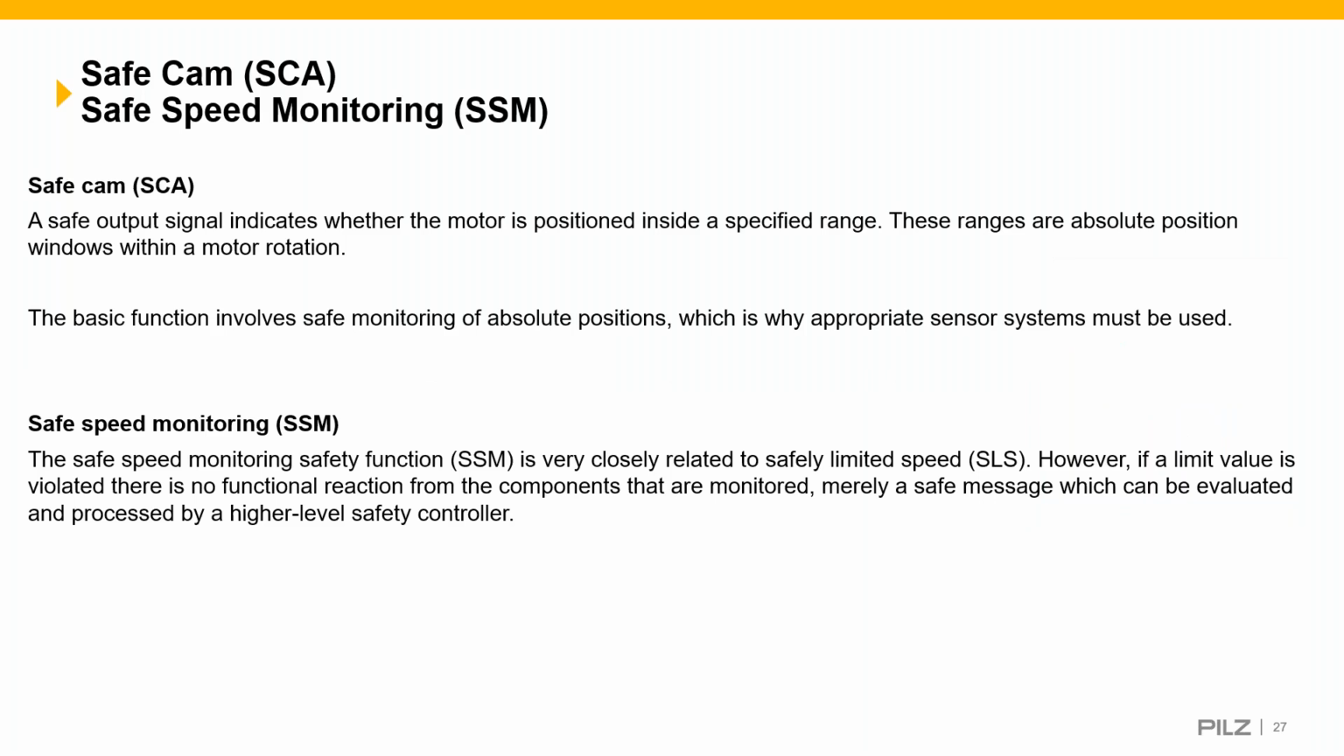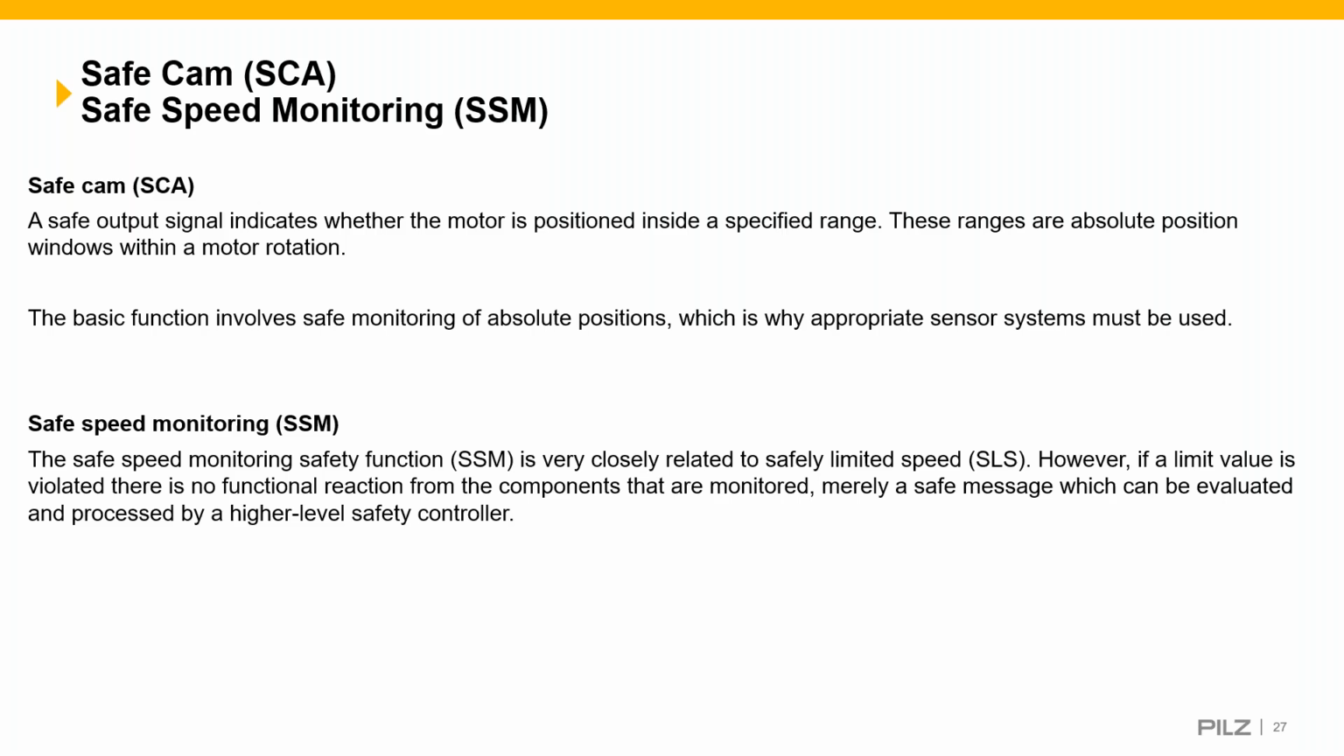Safe cam and safe speed monitoring. So safe cam, another one that's not used very often, or certainly not spoken about much. A safe output signal indicates whether the motor is positioned inside a specific range. These ranges are absolute position windows within a motor rotation. The basic function involves safe monitoring of absolute positions, which is why appropriate sensor systems must be used.